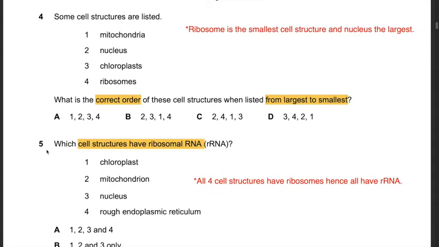Question 4. Some cell structures are listed. 1. Mitochondria, 2. Nucleus, 3. Chloroplasts, 4. Ribosomes. What is the correct order of these cell structures when listed from largest to smallest? Now, one thing you should know is that the smallest cell structure is the ribosome and the largest cell structure is the nucleus. Therefore, if we go through the answers A, B, C and D, the largest being the nucleus and the smallest being the ribosome, that leaves us with the answer being B. 2 followed by 3, then followed by 1 and lastly 4.